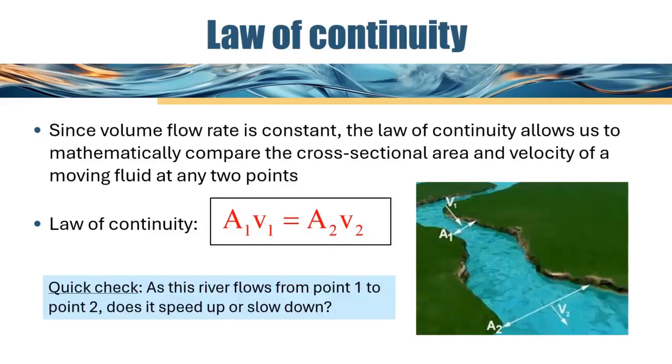Before we move on though, quick check. As this river flows from point 1 to point 2, does the river speed up or slow down? Yeah, it slows down because all the water is rushing through point 1, and then when it gets to point 2 where it's wider, the water can slow down to allow the same amount of volume to flow per second.